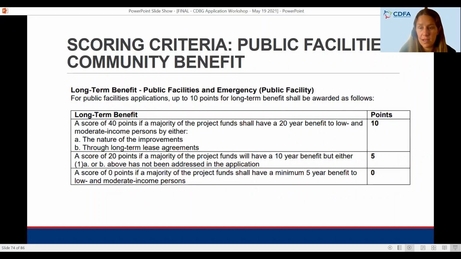Again, consistent with the housing scoring, long-term benefit. So projects that commit to a 20-year benefit will receive 10 points. Those that are committing to a 10-year benefit will receive 5 points, and a score of 0 points for projects that are committed to that minimum 5-year benefit.